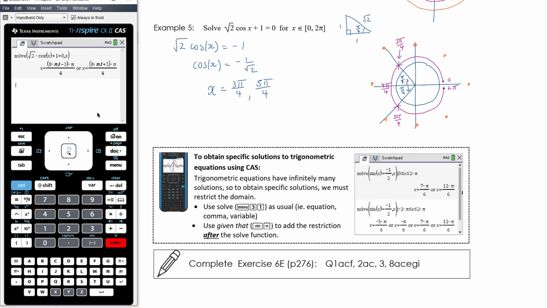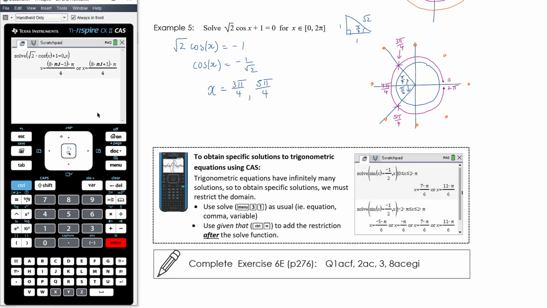So if I just hit enter here, it's going to give me this. This is the general solution. We'll talk more about this. There's nothing broken about this. That's giving you a way of describing the infinitely many solutions, and we'll look at how to be able to do that ourselves. But we don't want all the solutions.